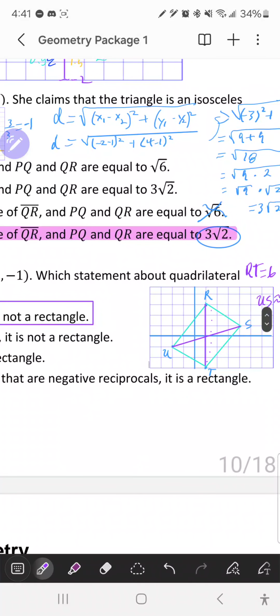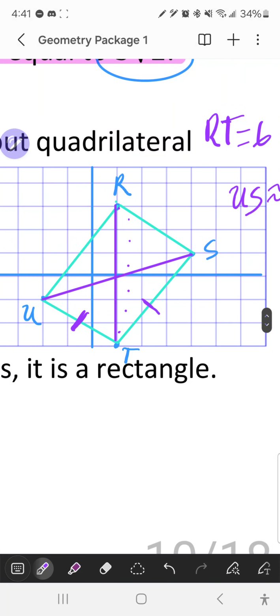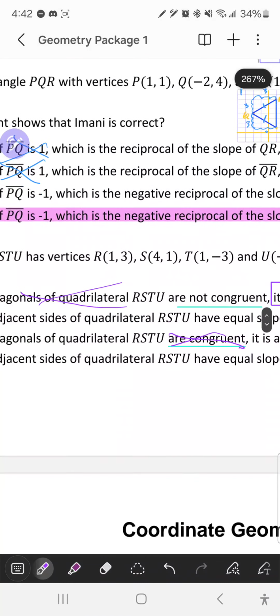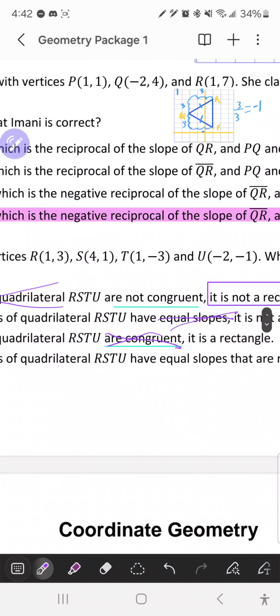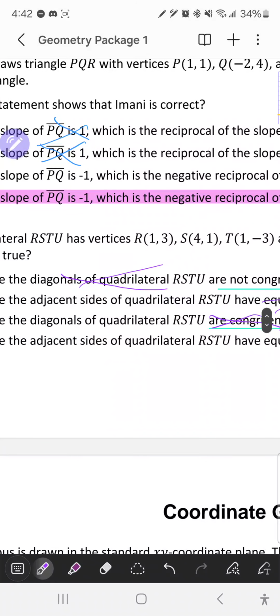The adjacent sides are the ones that are one next to the other, so this side is adjacent to this side. And by simple sight, we can see that they don't have equal slope. For them to have equal slope, they would need to be something like this, both, or like this, both in the same direction. So they cannot have equal slope. So this is out, and then we have C, D left.